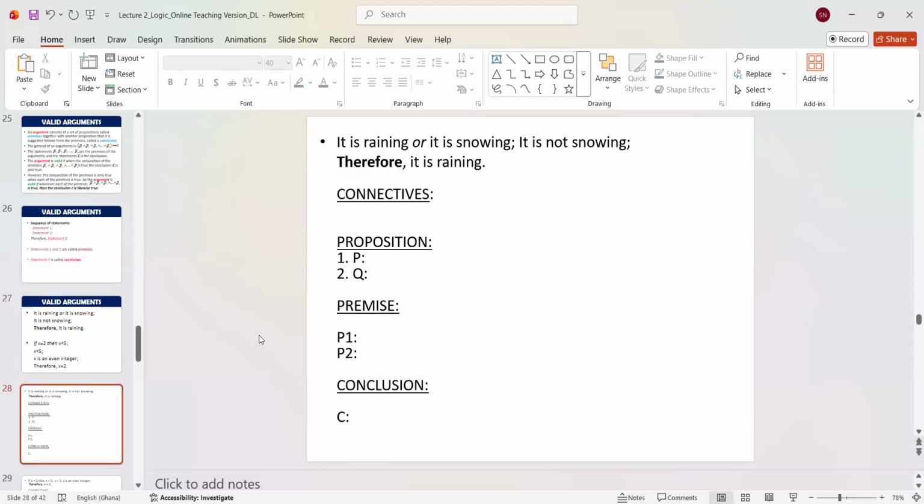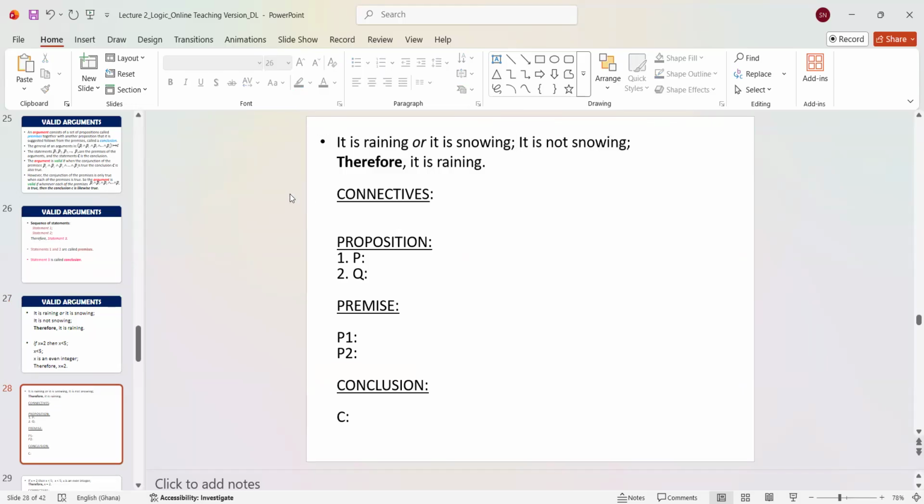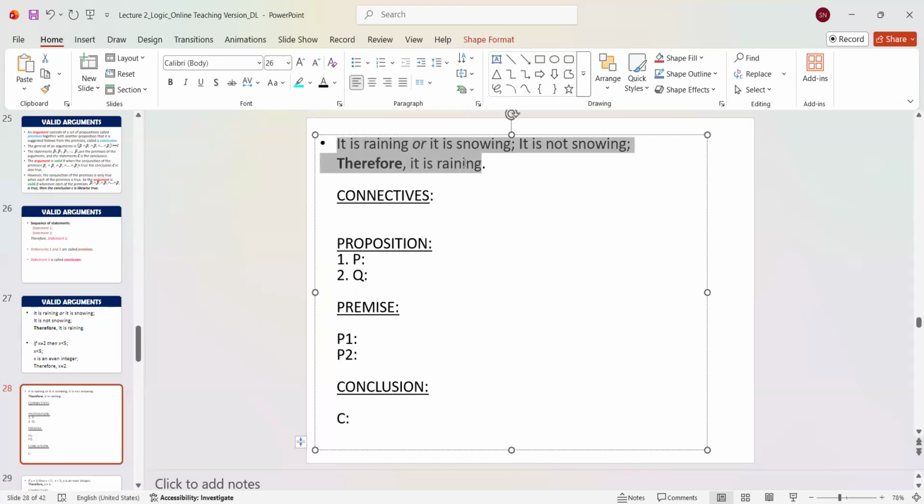So what are you supposed to do? Here, I'm taking the first example. First thing we did last week was that when you are given the problem, identify the connectives. It is raining or it is snowing. It is not snowing, therefore it is raining. What are the connectives in this problem? What English phrases form the connectives here? Or. So "or" is a connective, so we highlight that. Is that all? Not. So "not" is a connective too.